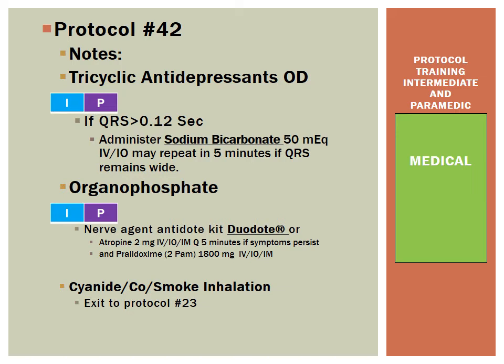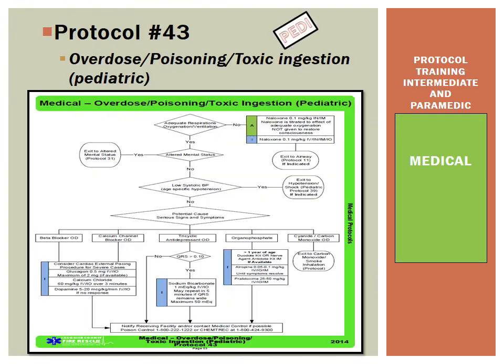And as I said before, if your patient is a cyanide, CO, or smoke inhalation exposure patient and we consider cyanide poisoning, we're going to exit to protocol 23. Okay, protocol 43 is our overdose poisoning toxic ingestion pediatric patient. Again, it's broken down between beta blocker overdose, calcium channel blocker overdose, tricyclic antidepressant overdose, organophosphate poisoning, and cyanide carbon monoxide. Asks you to exit to protocol 23. Top right-hand corner here, we have our Narcan doses. We're going to cover those in the next slide.